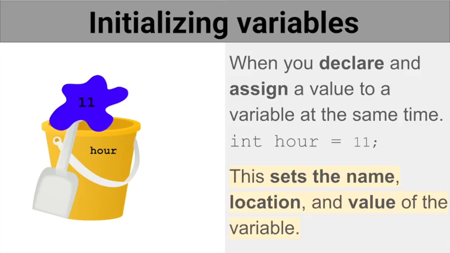And one of those ways of being efficient is to initialize variables. And initializing means you declare and you assign them a value at the exact same time. So in this first instance, which you've seen before, the integer is being named hour, and we're setting it equal to 11, all at the same time. And so this is a great technique.